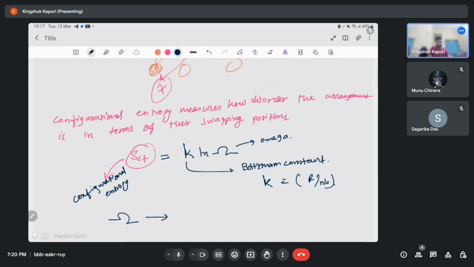This omega signifies... Sir, what did you write, R by N0? N0 is Avogadro's number, sir, and R is the ideal gas constant. Okay, yes sir. So omega is the number of possible arrangements.